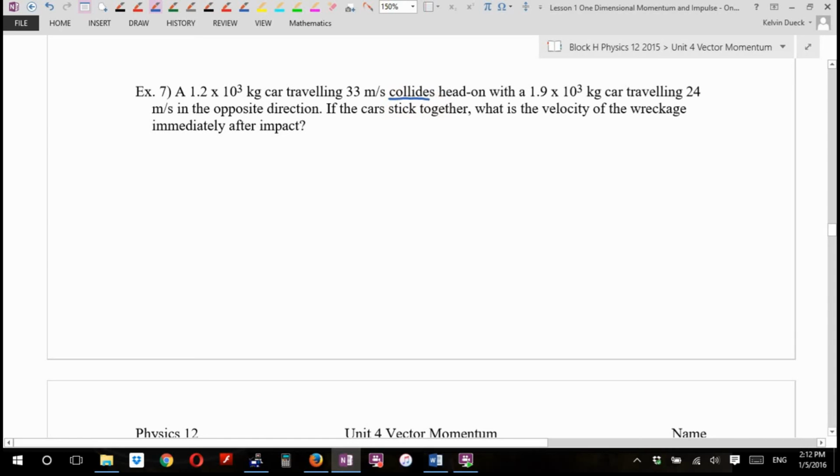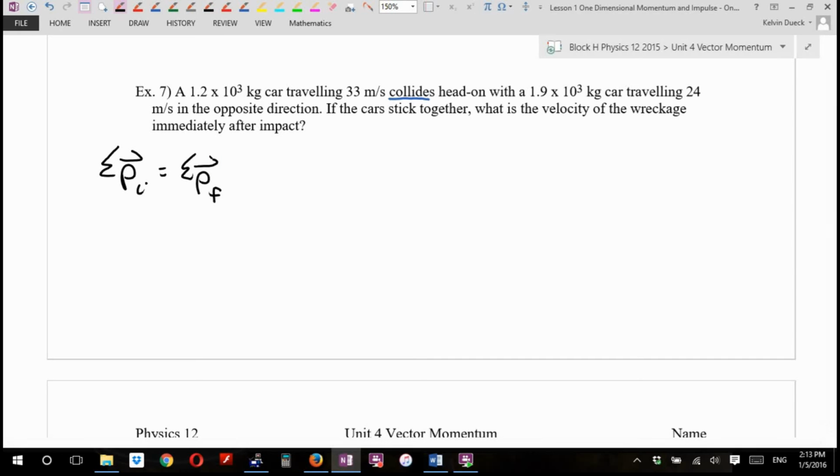What word did I underline? What are they asking me to find? Read carefully. This is a job for conservation of momentum. There's a collision. They want me to find the velocity. Oh, yeah, conservation of momentum. So, the sum of all the momentum before the collision equals the sum of all the momentum after the collision.